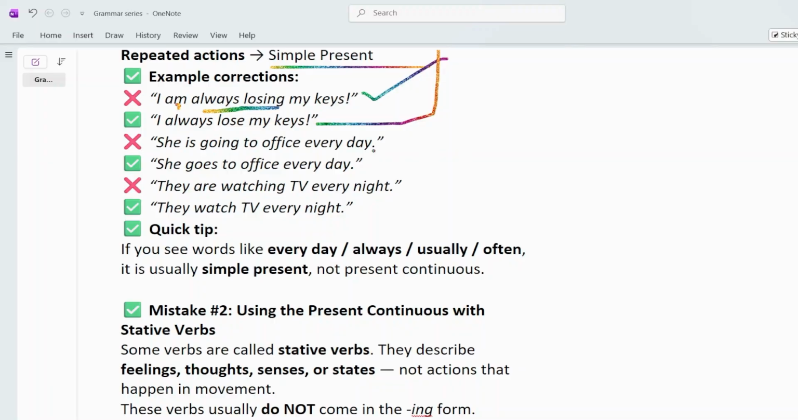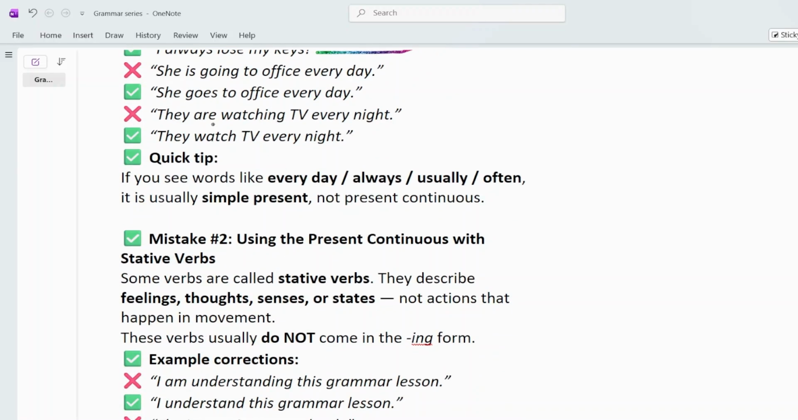Great. The next example is, she is going to office every day. Why is this even sounding funny? Because it's a routine. She goes to office every day, right? Did you understand? Present continuous cannot be used for these kinds of sentences. Simple present is used because it's a daily routine.